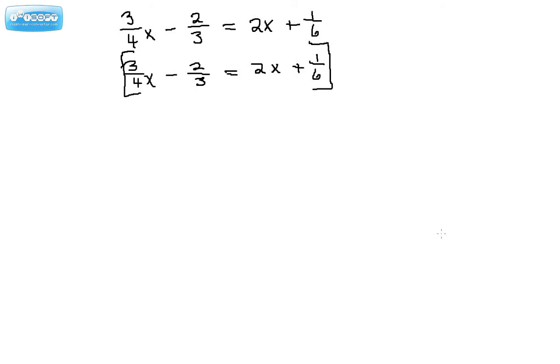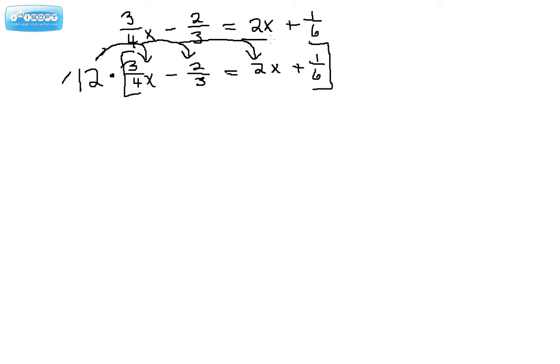We see that we have 4, 3. The whole number 2 has a denominator of 1, and also 6. So 12 would be the largest number that all four of those will divide into evenly. So our common denominator will be 12. So we want to multiply each term of this equation by 12, and that's going to clear the fractions. So we're going to multiply all four terms times 12.